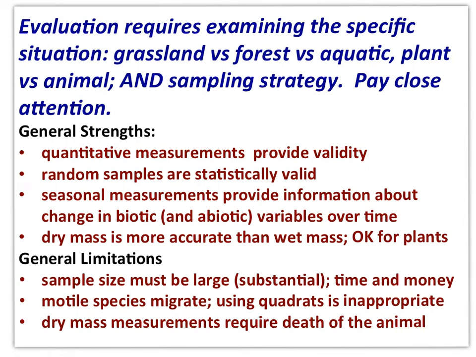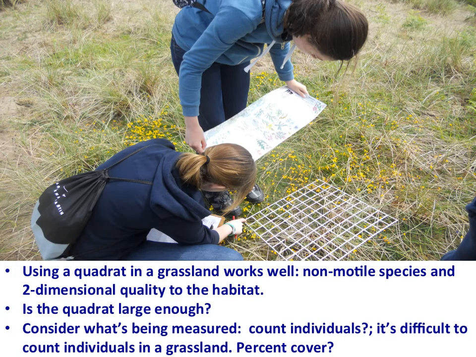Now, I'm not going to read through all of these statements again, except to note that I've added these statements that dry mass is more accurate than wet mass, and this is okay for plants, but that dry mass measurements of a consumer population would require the death of an animal, and this raises ethical issues. And then secondly, motile species, those that move or migrate, would require something other than quadrats, because using quadrats for migrating species is inappropriate. So let's evaluate.